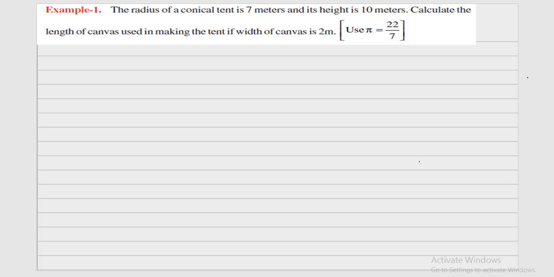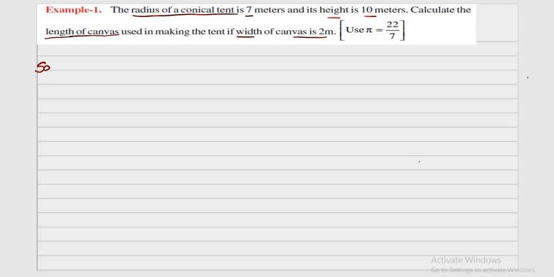So example number 1. See, he has given the radius of a conical tent is 7 meters and height is 10 meters and is asking to find the length of canvas used to make the tent if the width of the canvas is 2 meters. See, in a cone you will find radius as well as height, but what is this length of canvas? Will you find a length in a cone? You don't have any length in a cone, right? So that is the main confusion.